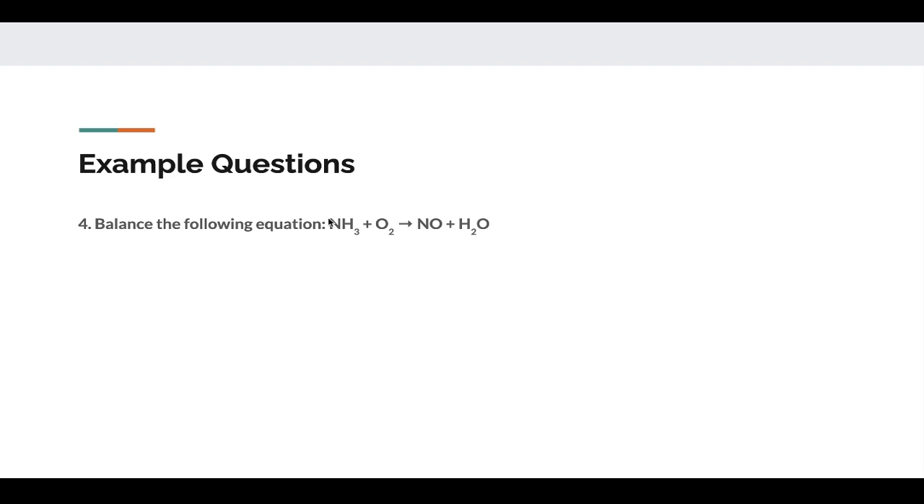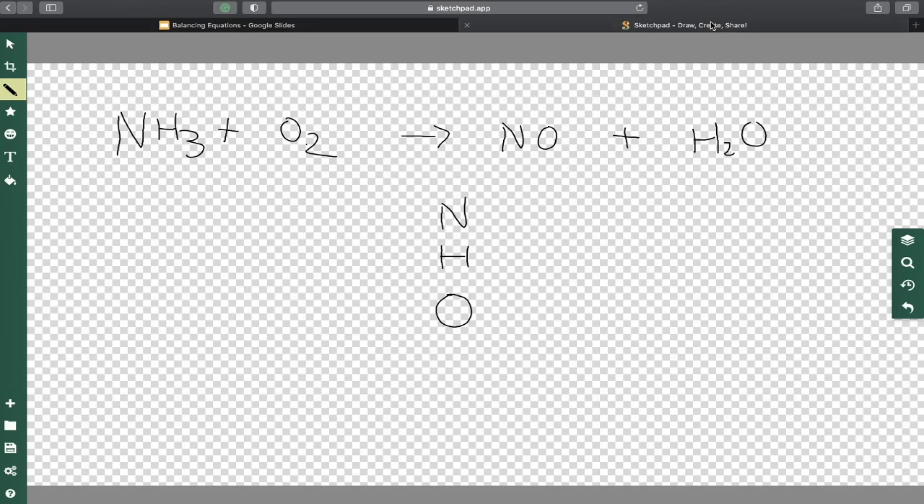Now, to balance the following equation. We have the following equation here, and we need to balance those out. So we'll be going to our sketch pad. First, we have to write a vertical list of the elements, which I have here: nitrogen, hydrogen, oxygen. At the start, we don't want to start with hydrogen or oxygen, so we're going to start with nitrogen. There's only one nitrogen on both sides, so the nitrogens are balanced.